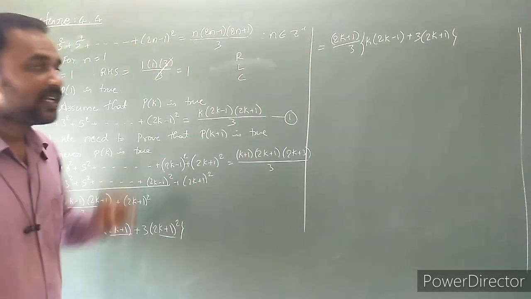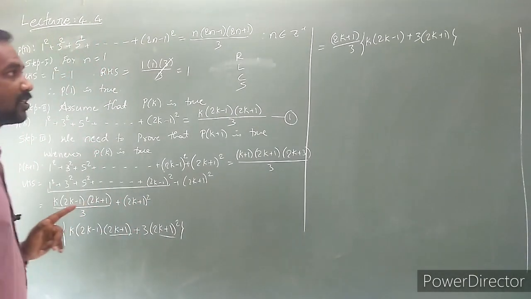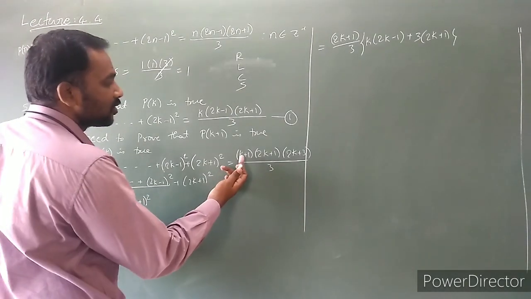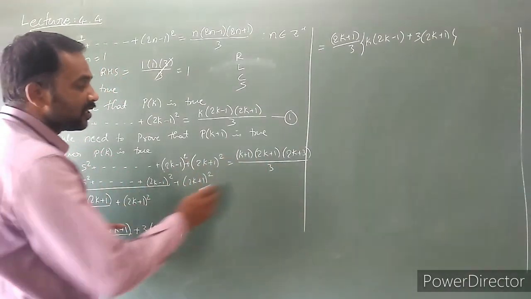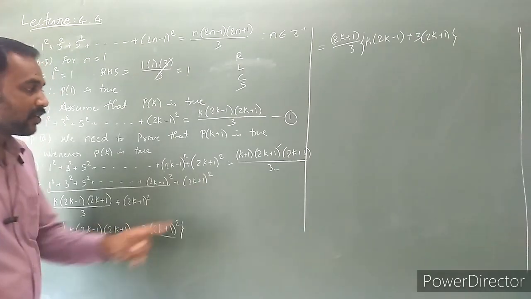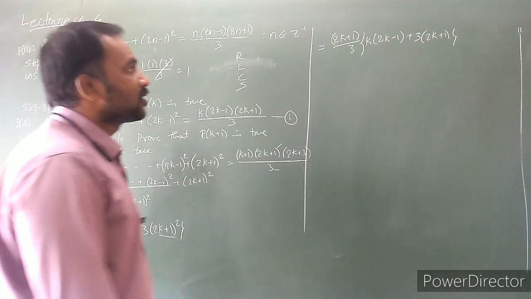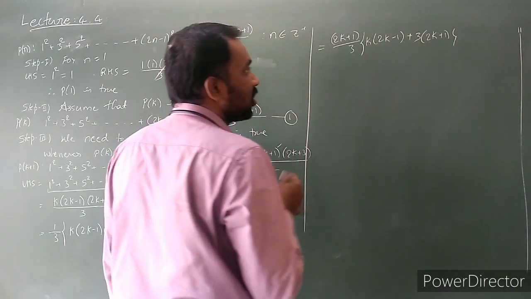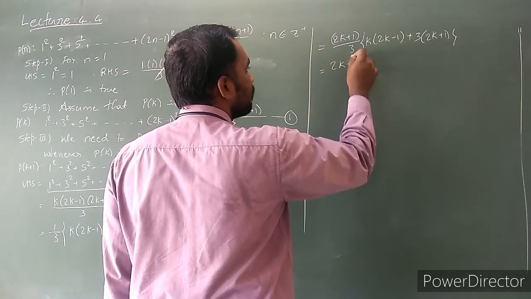Now after taking the common, simplify to get the required term. What we need to get? (k plus 1)(2k plus 1)(2k plus 3) divided by 3. Already we have the 3 and 2k plus 1. We need to get k plus 1 and 2k plus 3. So is anything common? Nothing is common. So open the bracket and simplify.